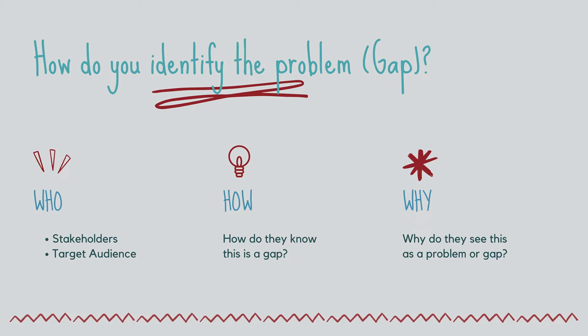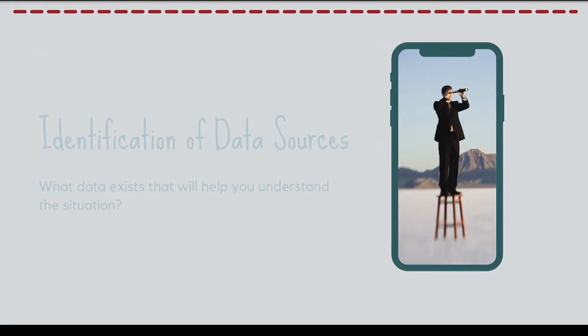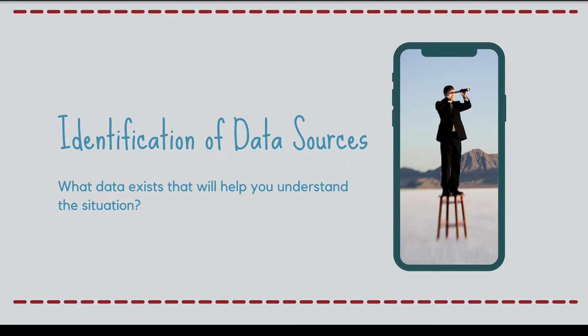Or do you just feel this might be a problem because you wish that they would get from point A to point C by stopping at point B, but somehow they have workarounds and get to point C and everything still works out, but you really wish they would do point B. So again, the who, the how, and the why are really important for you to help find and identify this gap. In step two, we identify the data sources.